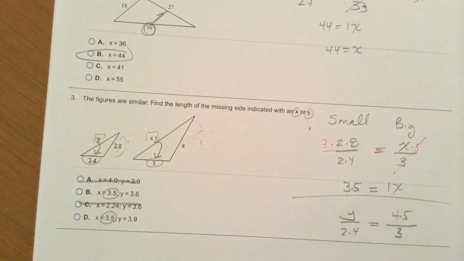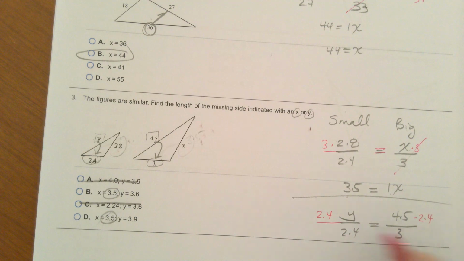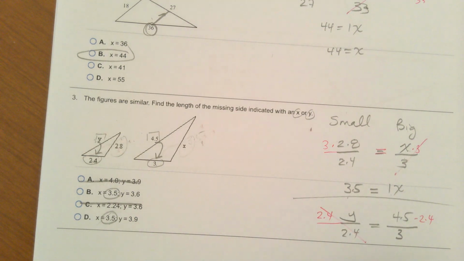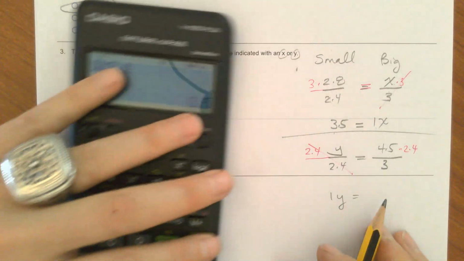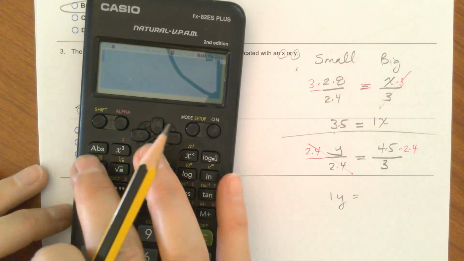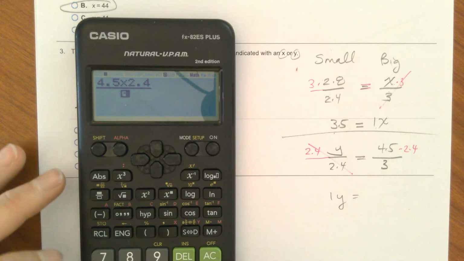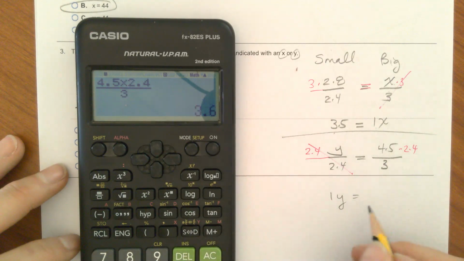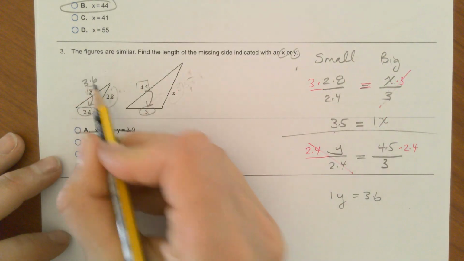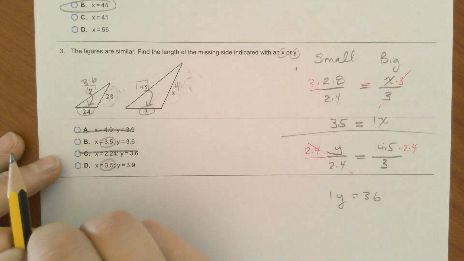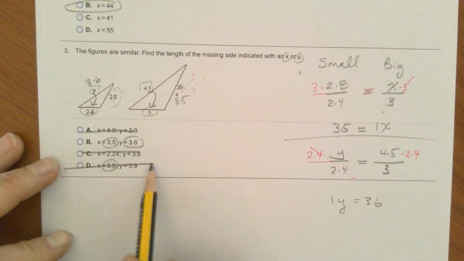Now y wants to be alone, so I have to get rid of my 2.4. So that's 1, so I'm going to have 1y equals, let's put that in my calculator, 4.5 times 2.4 over 3. That's 3.6. So y is 3.6, and this is 4 point, what was it? 3.5. So y is 3.6. So it's this one.